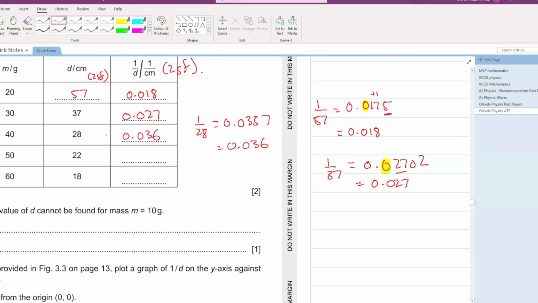Simple. Let's do 1 divided by 22. This comes out to be 0.045. Let's do 1 divided by 18. This comes out to be 0.056. Perfect. These are your answers, and if you don't believe me, you can check in the marking schemes as well. You will get the same answers. Okay, let's move ahead.